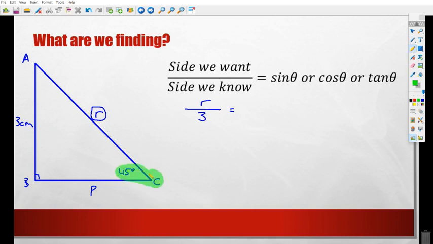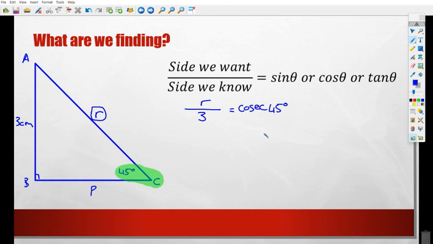Okay, they gave us this angle over here. Right? So in reference to this 45-degree angle, what is R? R is the hypotenuse. Very good. And what is 3? It's the opposite. Okay, so if I've got hypotenuse over opposite, what is hypotenuse over opposite? Cosec. Very good. Okay, cosec of what? What angle am I dealing with?